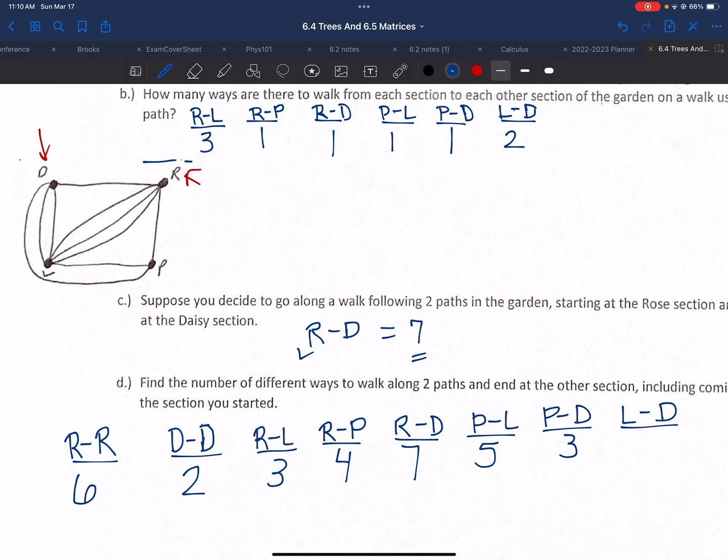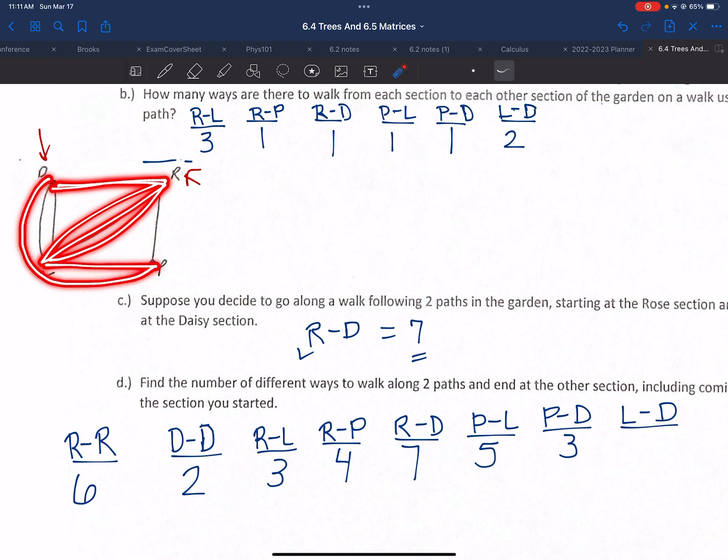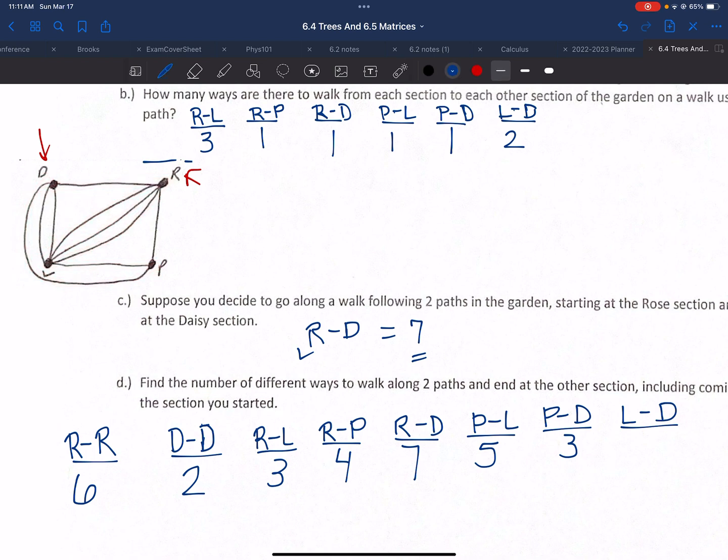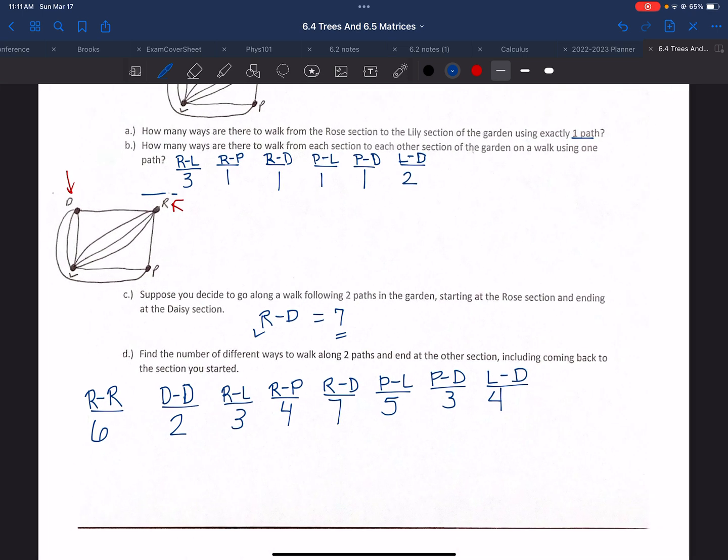And then L to D, Lily to Daisy. I could go up here and then over, that's 1. Here over, that's 2. Here over, that's 3. And then over to Poppy and then up to Daisy, that would be 4. So I have 4 ways to do that one. So that should be our number of ways that we can do a second walk. And this gets to be a little bit time consuming. So here's that first page of your notes.